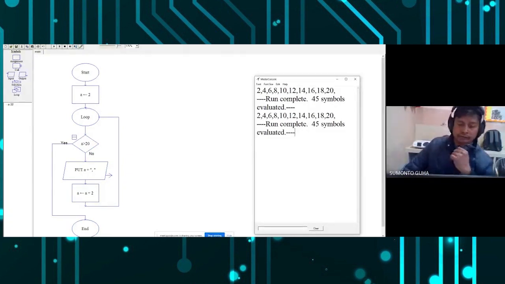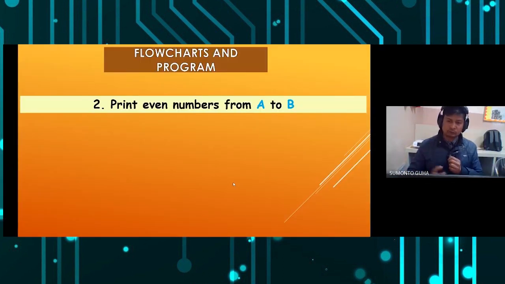I'm going to give you an assignment to do at your home. You have to take two numbers from the user. The first number will be stored in A, the second number will be stored in B, and you have to print all even numbers from A to B. Now remember, in this case, it is not necessary that the first number should be even or odd. Suppose the user has given 1 and 10. Then you have to print 2, 4, 6, 8, 10.